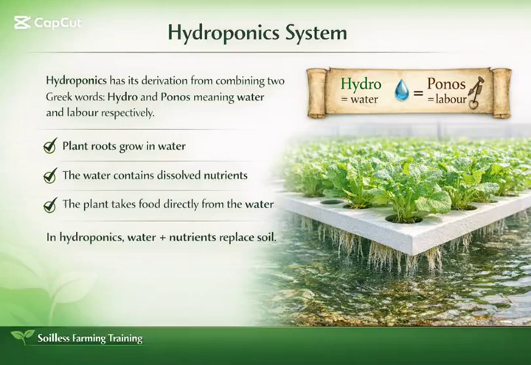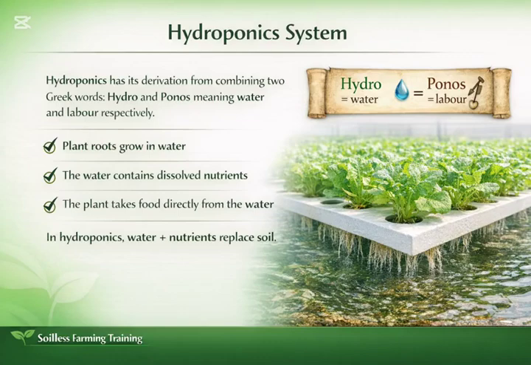Okay, welcome back to Module 3. In Module 3, we are now going to be breaking down these different systems of soilless farming. Like I told you in the other class, we have two major systems: the substrate system and the non-substrate system. In the non-substrate system, we mentioned three: hydroponics, aquaponics, and aeroponics. So let's start with explaining hydroponics.